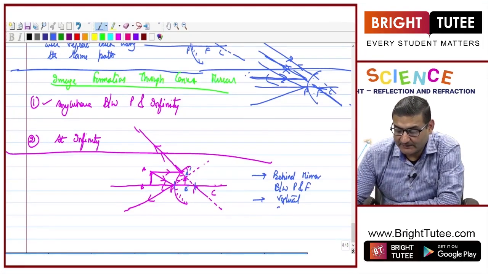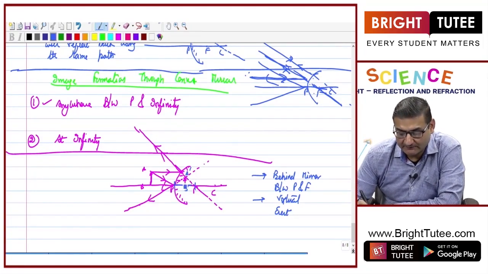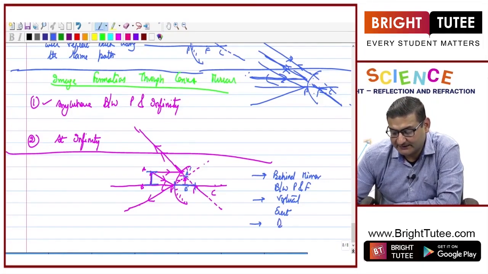Fine. The image formed is erect. Why? Because the image is formed above the principal axis. And as compared to the size of the object, the image formed is diminished or reduced.